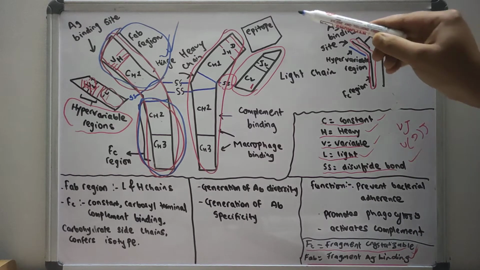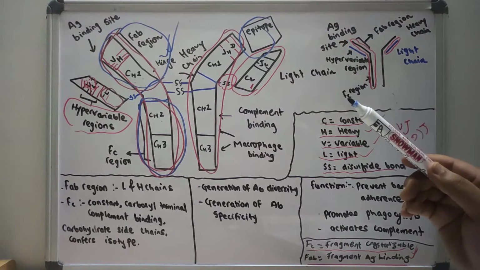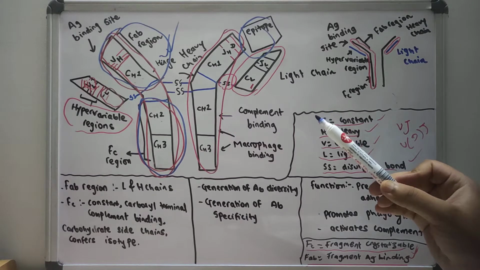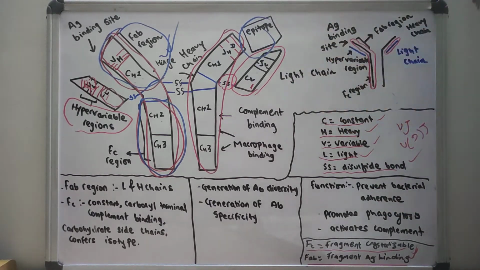The epitope binds in the heavy chain and light chain area. The FAB contains the variable or hypervariable region consisting of light chain and heavy chain and recognizes the antigen. The FC region of IgM and IgG fixes complement, whereas the heavy chain contributes to the FC and FAB regions, and the light chain contributes only to the FAB region. You have to understand that.